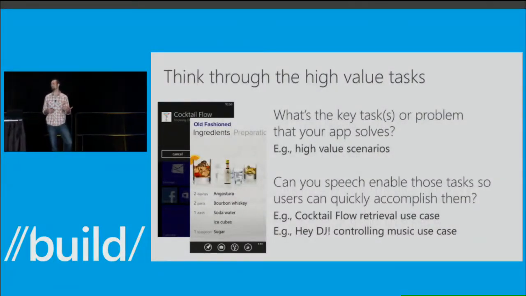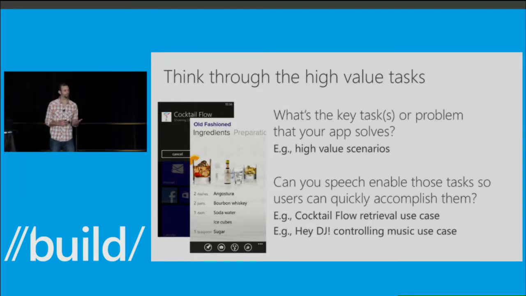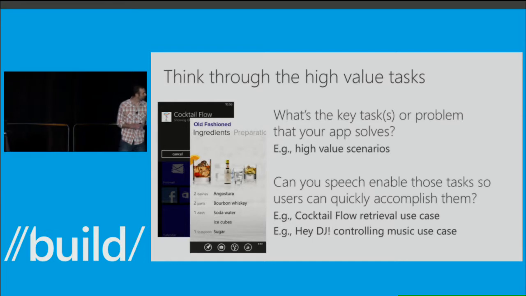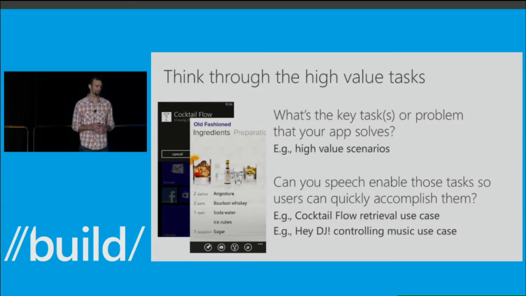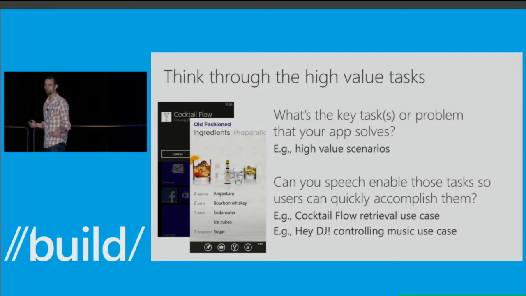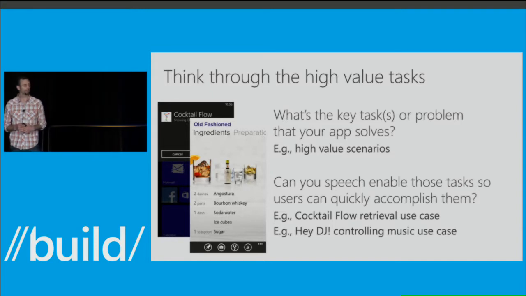The first place you're going to want to start, and again, this is specific to Windows Phone, is to think about what are those key problems or high-value scenarios that your app is solving for. This typically isn't like 5 or 10 things, although it could be, but it's usually like 1 or 2 or 3 problems that your app is really good at solving.